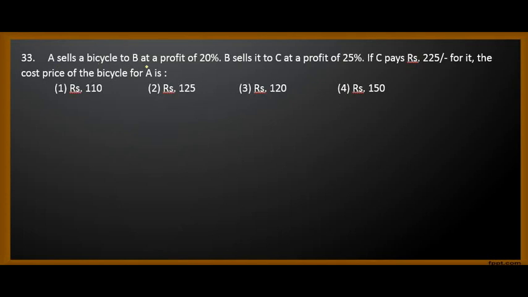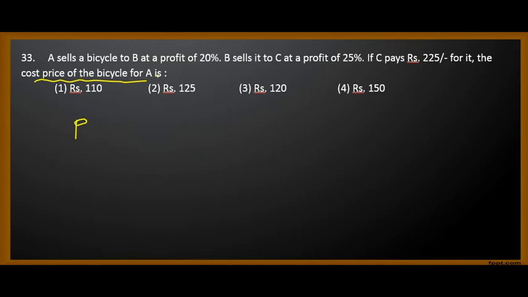A sells a bicycle to B at a profit of 20%. B sells it to C at a profit of 25%. If C pays 225 for it, find the cost price of the bicycle for A. This is what we have to find.